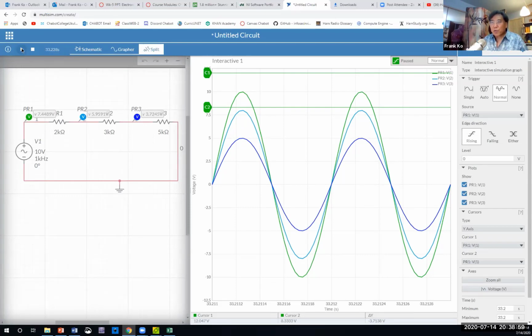I need to have this in the run mode, so I hit my little run triangle, and do we see 200 microseconds for each division? Now, could you count with me the number of divisions from the beginning all the way to the end of one cycle. So how many divisions do you count here? Andrew, how many divisions do you count? How many large squares do you see between the 0 over here to where the one cycle ends?